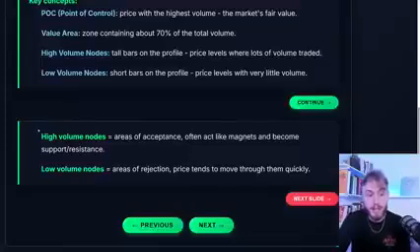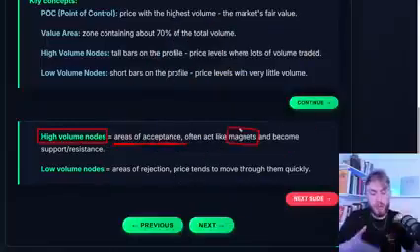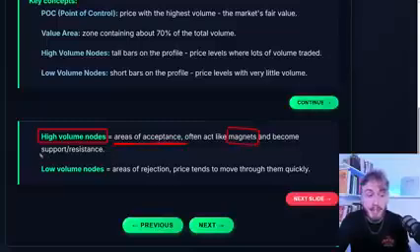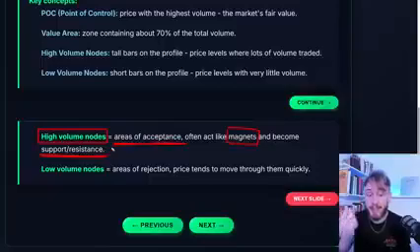And two key things to have in mind is that the high volume nodes are known as areas of acceptance, and they can actually often act as magnets because a lot of volume has been traded there in the past. It's likely that many market participants will accept these levels and trade them in the future. So many times they can act as magnets and kind of become support and resistance levels. They are not strict support and resistance. It is important that you should not look at high volume nodes as clear support and resistance levels, but they can definitely be useful. And I will talk about that later.